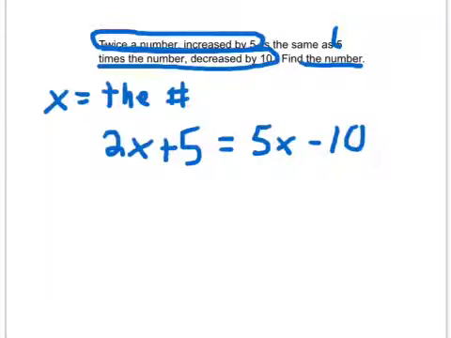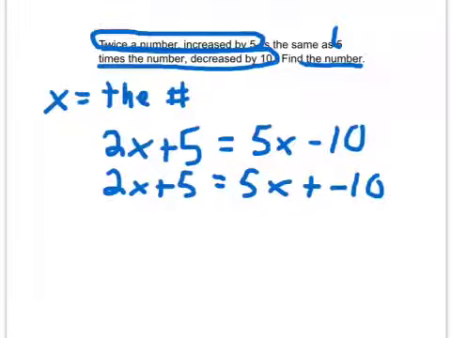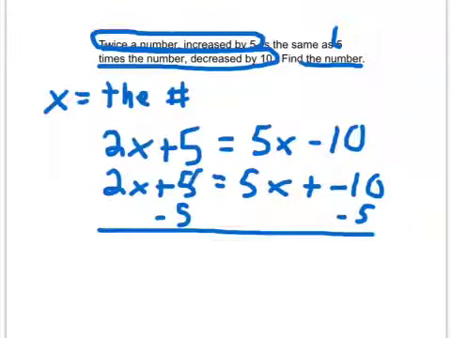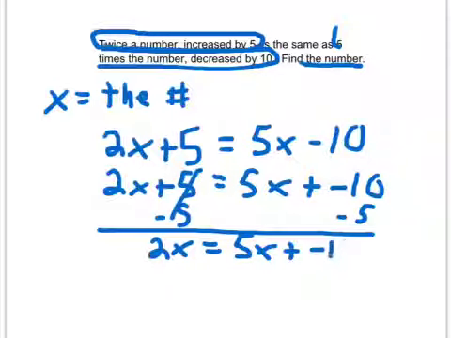So we should do -5 to both sides. Or actually, first, sorry, Mr. Ayers messed up. Don't forget, we changed subtraction to addition. So we should have 2x plus 5 is equal to 5x plus -10. Now we've got to get constants away from the left side, so we do -5 to both sides. And I get 2x equals 5x plus -10 plus -5, which is -15.